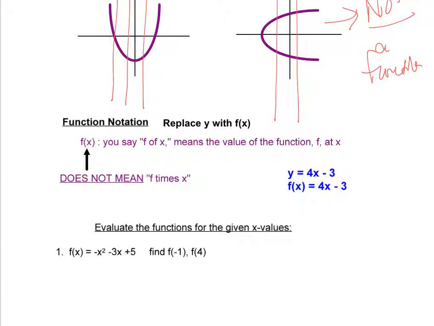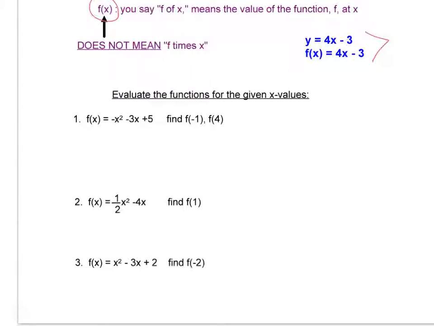Function notation you guys have actually seen before, but this is just a recap. Remember, this is the same thing as y, but we say f of x, meaning the value of the function f at x. So these mean the same thing. It's the same thing as saying y, but it doesn't mean times, it means of. And again, you guys know how to evaluate already, but I'm going to have you try a few of these after we go through an example together.